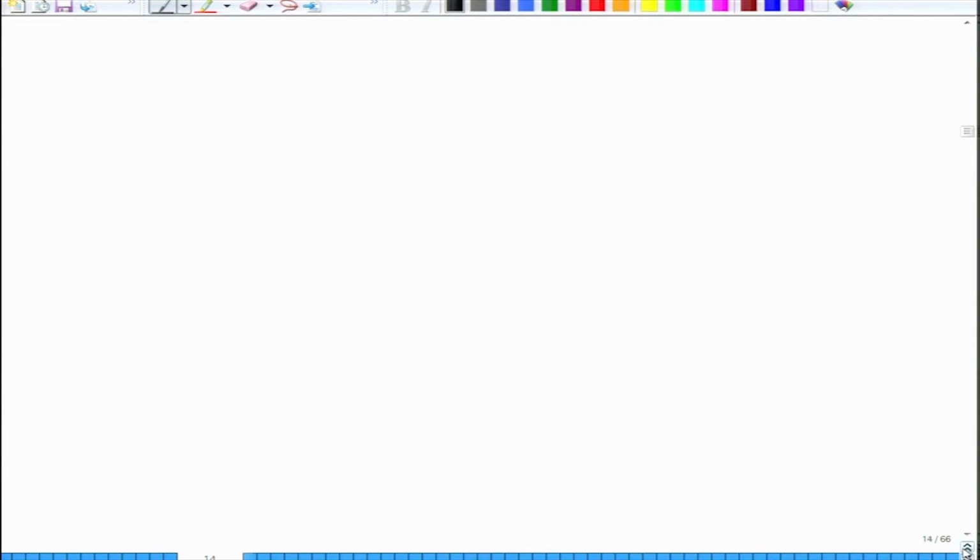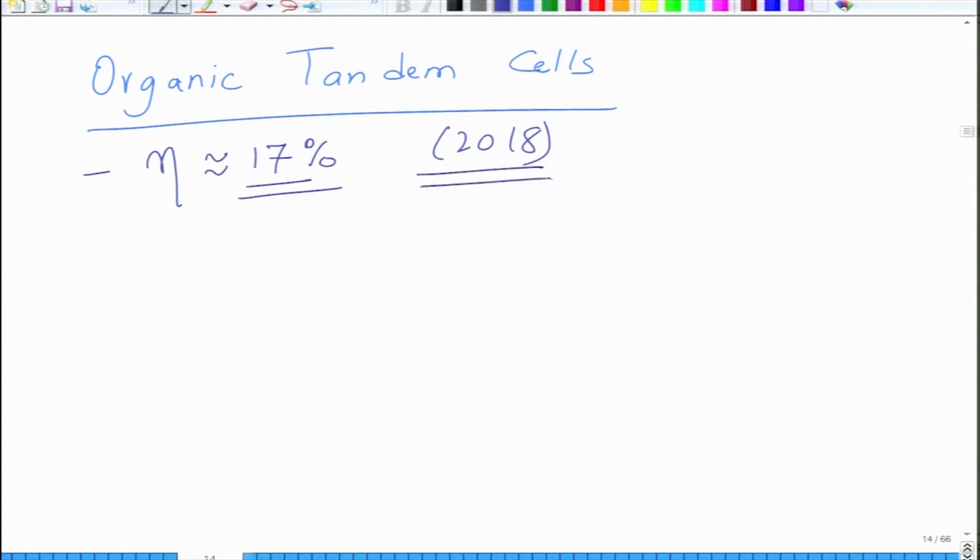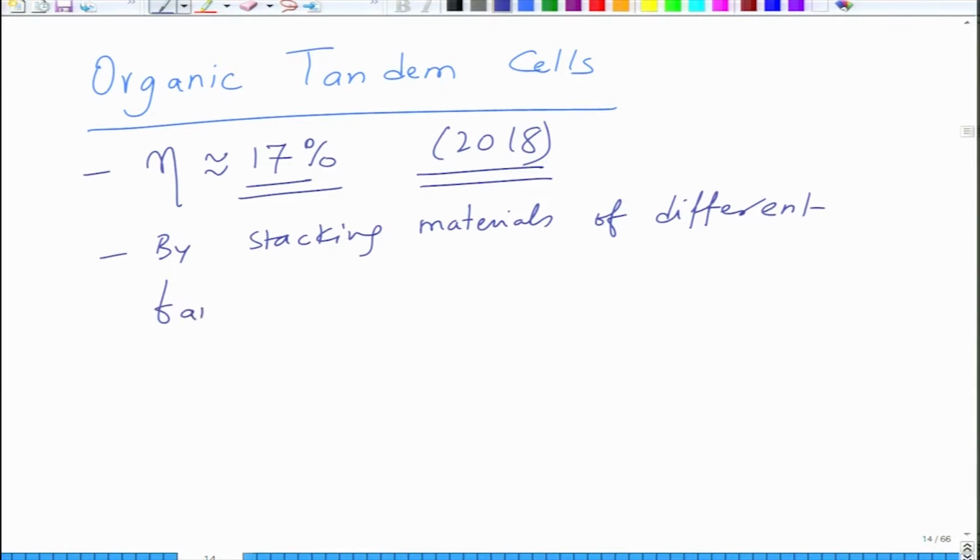The organic tandem cells, where you combine various polymers. So, organic tandem cells, they give you efficiencies of the order of about, so right now we have about 17% obtained. This was reported in 2018, and they use again the same multi-junction concept, that by stacking materials of different band gaps.